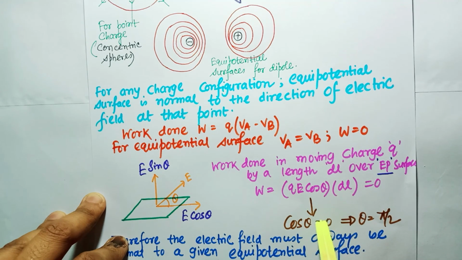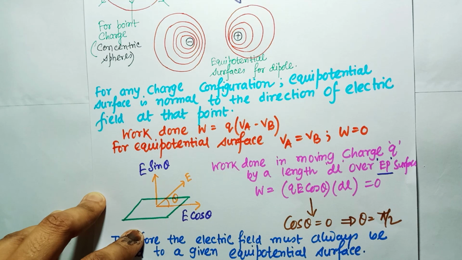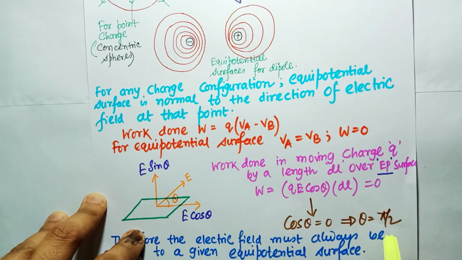From there we get that cosine theta is equal to 0. It means theta is equal to pi by 2. So the angle I assumed is none other than theta equal to pi by 2. Therefore the electric field must always be normal to the equipotential surface.